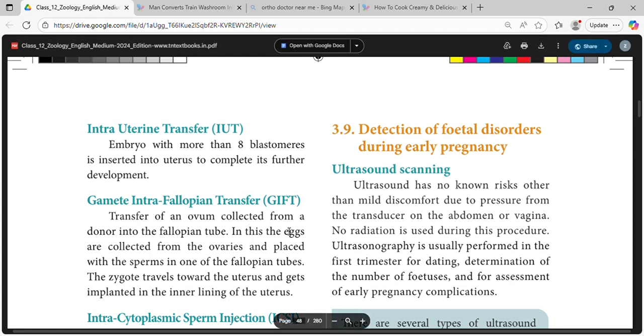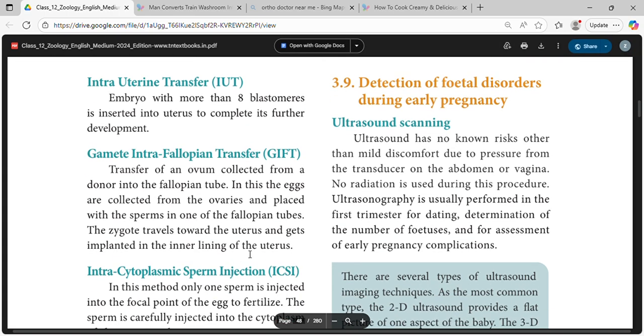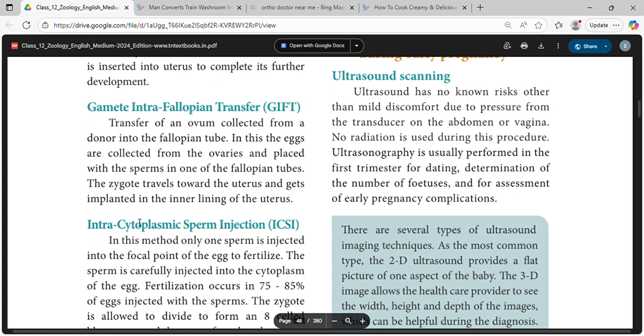Gamete intrafallopian transfer. Transfer of an ovum collected from a donor into the fallopian tube. In this, the eggs are collected from the ovaries and placed with the sperms in one of the fallopian tubes. The zygote travels towards the uterus and gets implanted in the inner lining of the uterus.